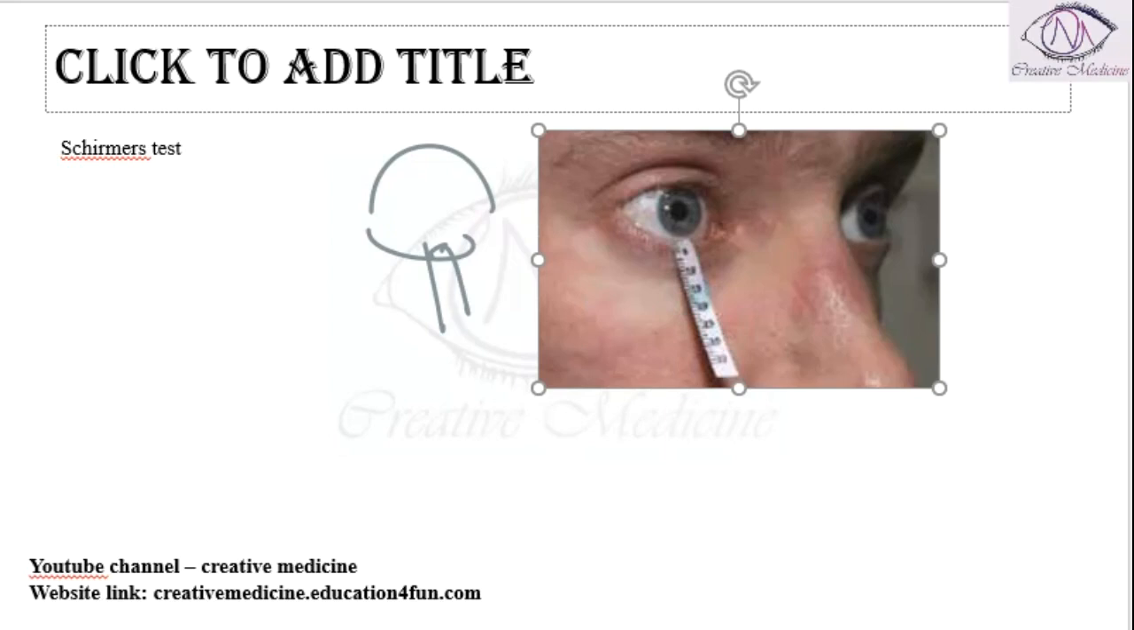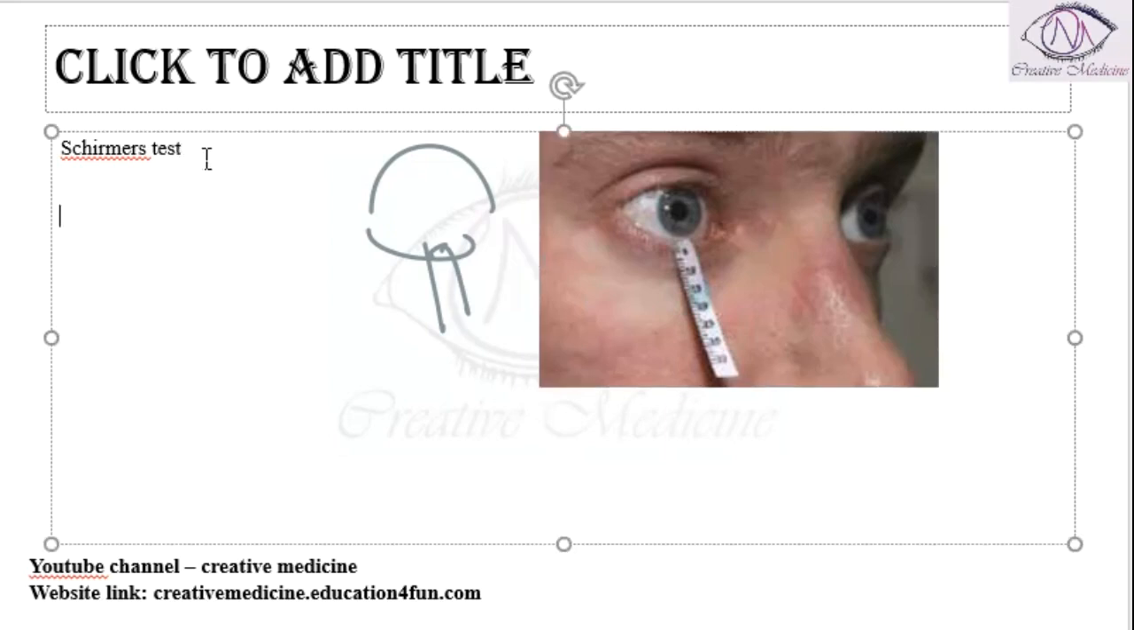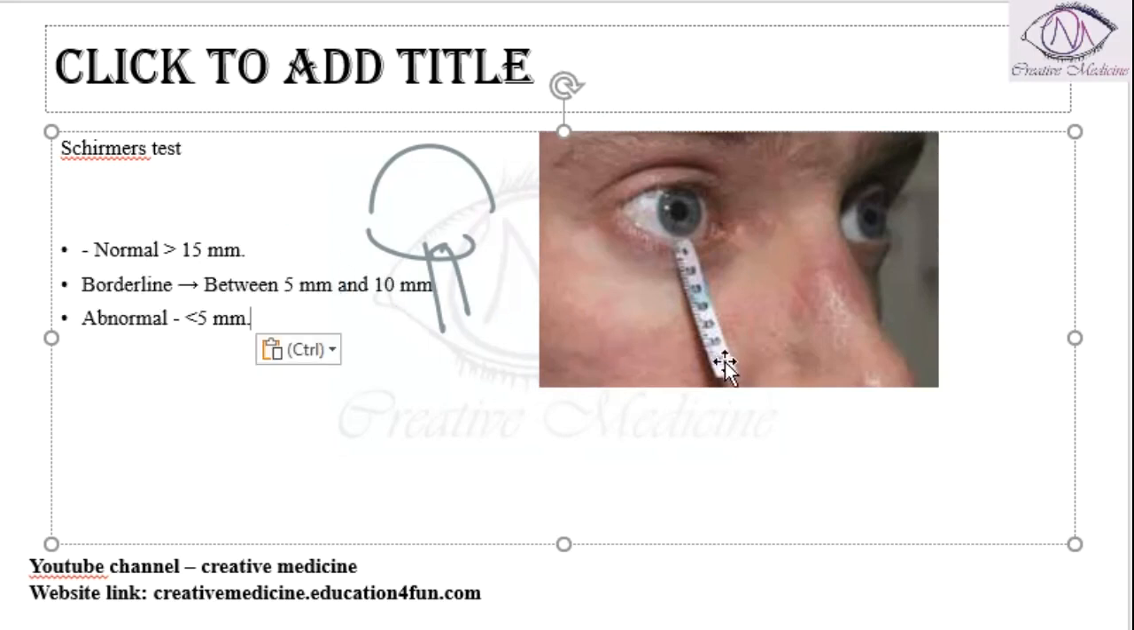Normally in the Schirmer test, the tear will go up to 15 millimeters. If it goes between 5 to 10 millimeters, it is borderline. If it is less than 5 millimeters, then it is abnormal. So this is the Schirmer test.